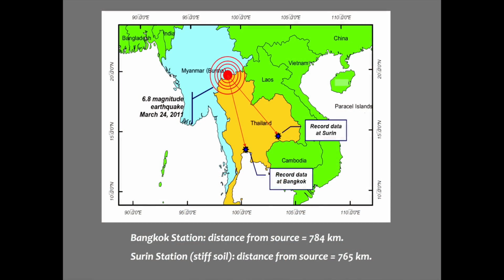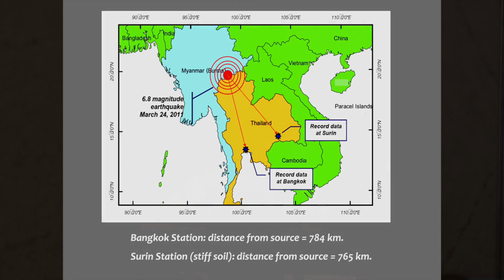Just to demonstrate, I would like to use this example. About 3 years ago, there was an earthquake in Myanmar, 6.8 magnitude, a moderate earthquake, and it created a seismic wave that propagated to two sides here. One is on the stiff soil in Surin, and the other is on the soft soil in Bangkok, at more or less the same distance.